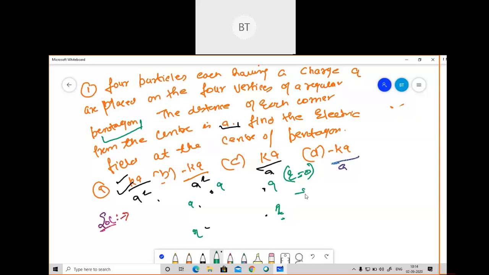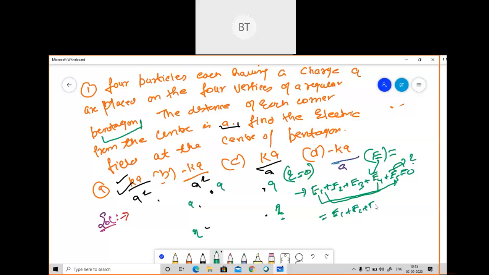So what can we write here? E1 plus E2 plus E3 plus E4 plus E5 equal to 0. What we are basically doing is adding all those electric fields, the cumulative electric field. We are given all four charges and we are left with the fifth charge, so we need to calculate this only. This is not given to us. What I will write here: E1 plus E2 plus E3 plus E4 equal to minus E5. We need to calculate this.